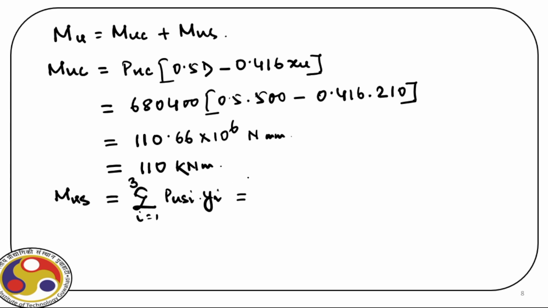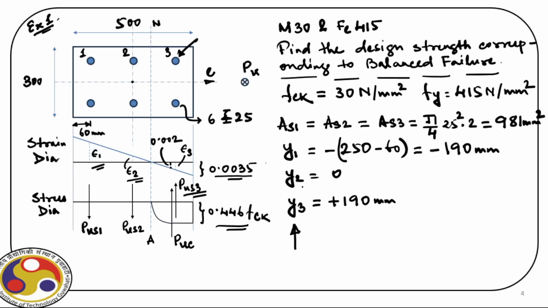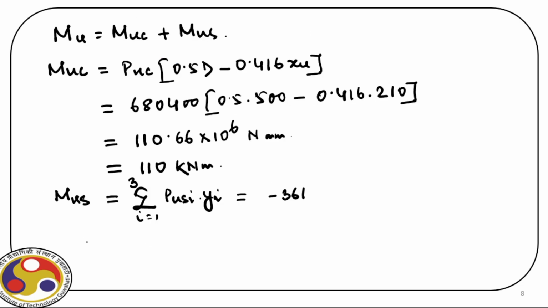So for that, again, we have 3 layers. For the first layer, we have minus 361. If you recall, that's the stress in the first layer of steel multiplied by its location, which is y1 equal to minus 190. Okay, so this multiplied by minus 190, plus for the second layer, stress is 129.6. So let us take minus 130. We can take the exact value. It will not cause any significant difference.